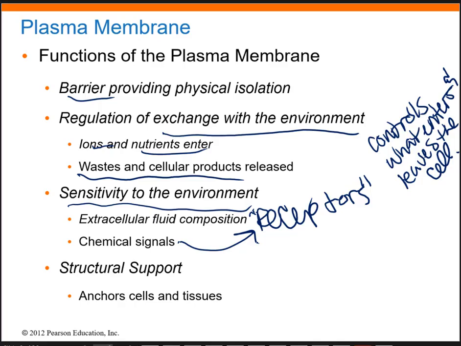The plasma membrane also allows for extra structural support of the cell. There are proteins that stick in and out of the plasma membrane, and those allow the cells to be anchored to each other. So two cells can be connected to each other, or the cell can be connected to another tissue. It allows the cells to have extra structural support, extra strength.